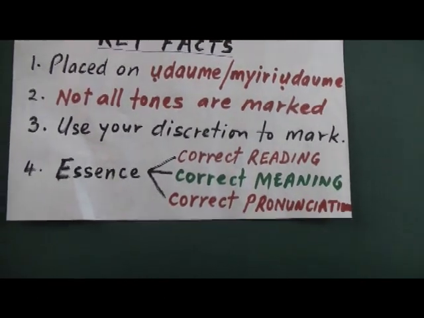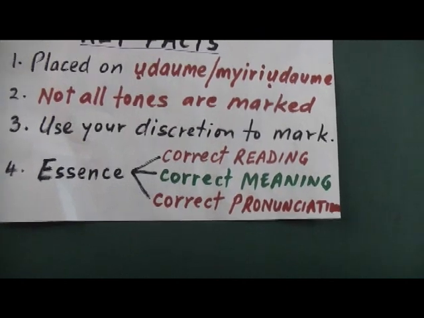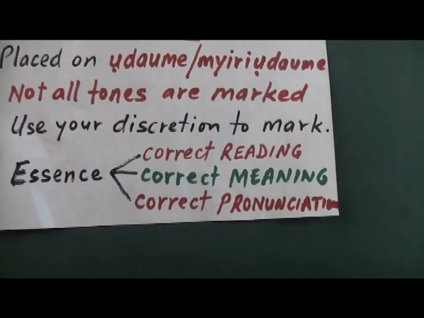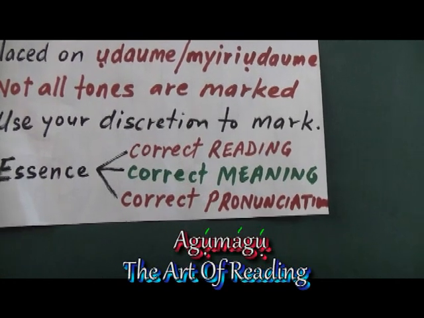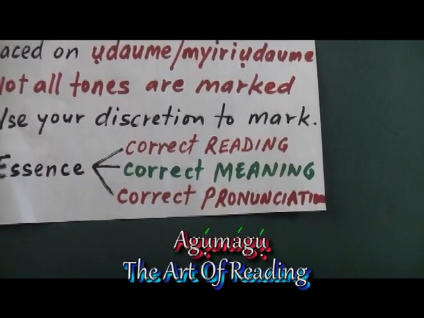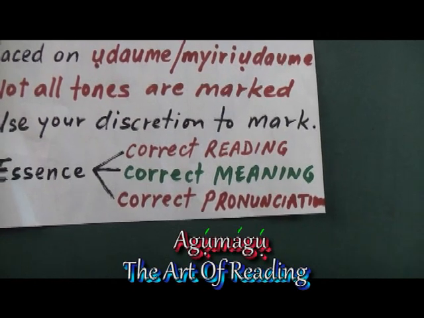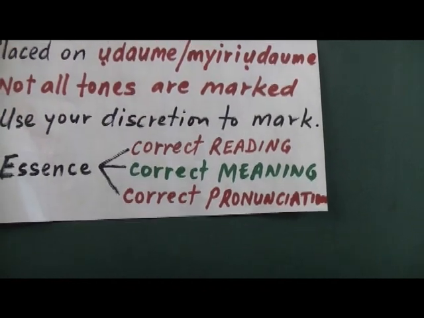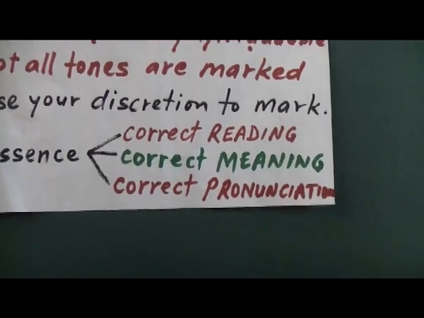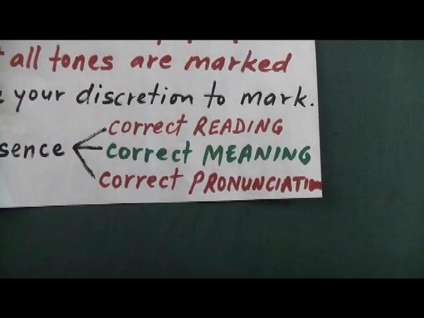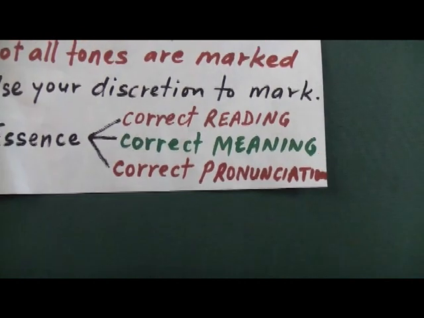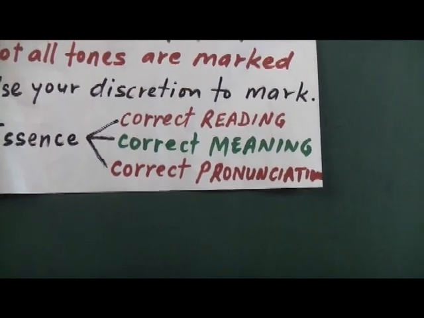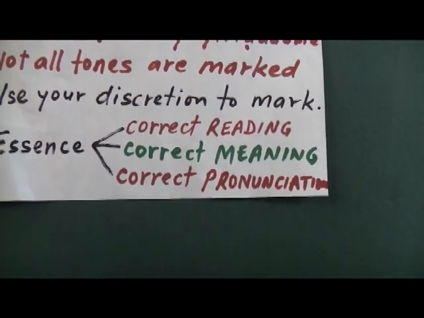Why do we really use tone marks? We use it so as to help us in reading. That is agụmagụ, reading so that you read correctly. Also, it helps us to bring the correct meaning of the word we are pronouncing. And of course, the tone mark guides us to pronounce a word correctly.